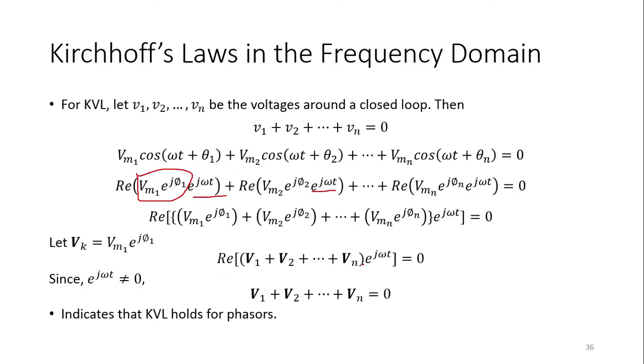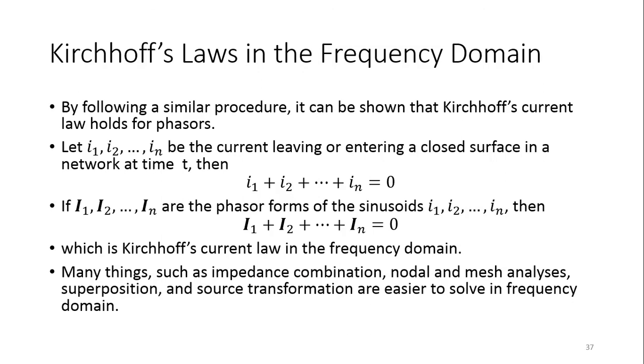Now this part cannot be equal to 0. Time can never be 0, it's something positive, and omega, the frequency, is also some positive value. So this expression cannot be 0, so the other factor must be 0. And it shows that KVL, Kirchhoff's voltage law, is also valid in the phasor domain. Using a similar set of operations, we can say that Kirchhoff's current law is also applicable in the phasor domain.